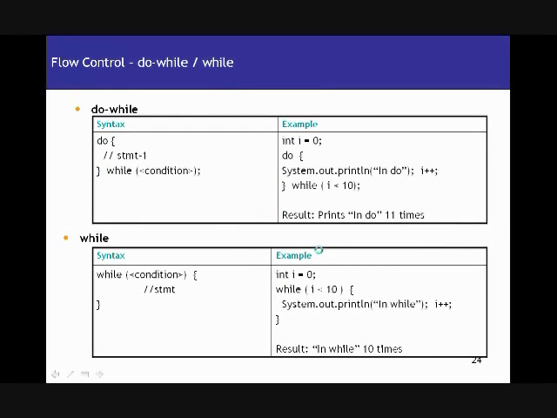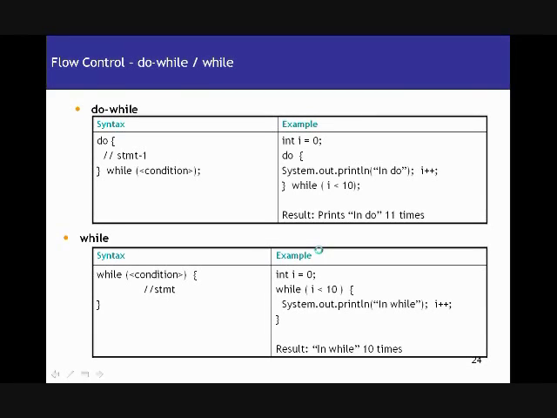Okay, next, do while and while. So now if you want to execute a certain set of statements repeatedly, you go for do while. You can also go for while, and you can also go for loop, which we will be talking about in the next slide. So what's the difference between do while and while? They are basically almost the same.